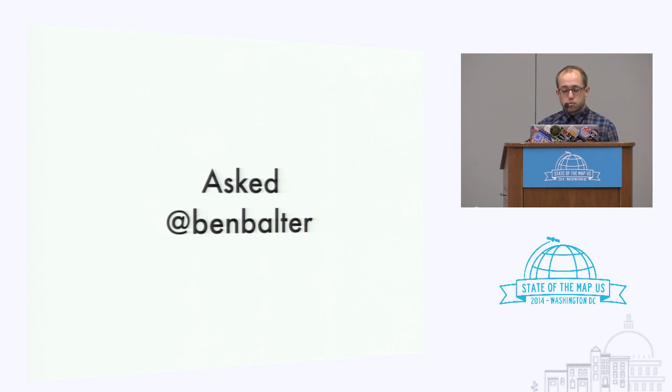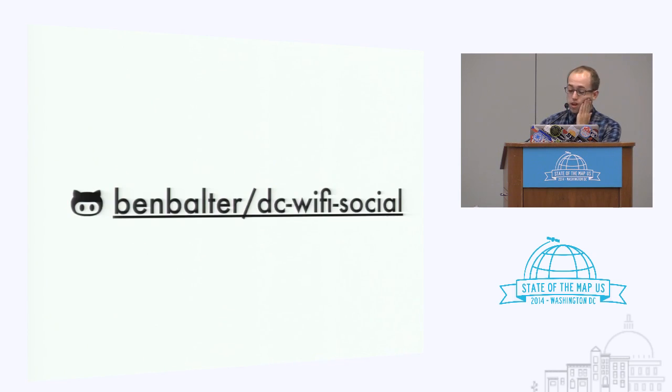And I'm like, I just want a place where I can get something cold to drink and have some internet. And he's like, oh, I actually have the perfect thing for you. And I'm like, of course you do. You have everything. And he sat down and he showed me this GitHub repository, DC Wi-Fi Social, that he made.